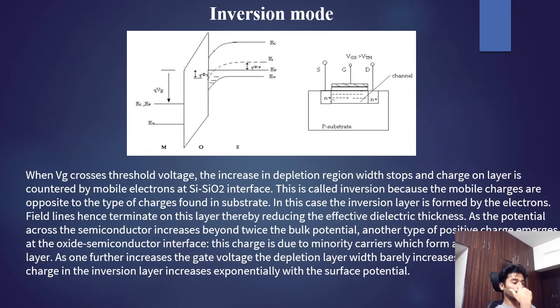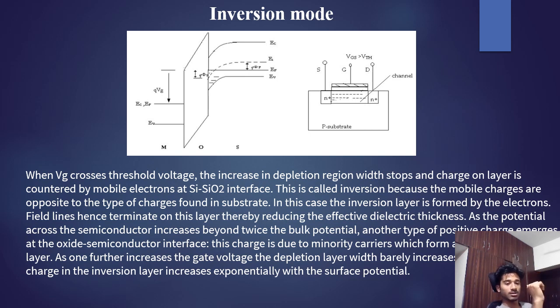The third and final mode we're going to discuss is the inversion mode. When Vg crosses the threshold voltage, the increase in the depletion region stops, and the charge on the layer is countered by mobile electrons at the silicon oxide interface. This is called inversion because the mobile charges are opposite to the type of charges found in the substrate. In this case, the inversion layer is formed by the electrons. Field lines hence terminate on this layer, thereby reducing the effective dielectric thickness.